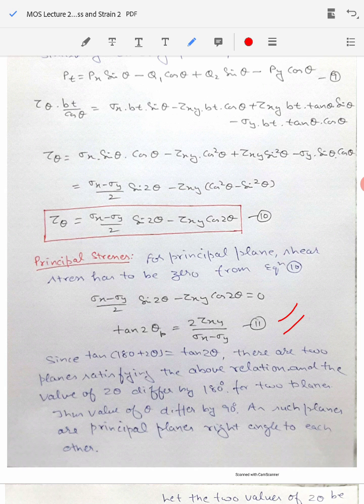Now since tangent of 180 plus 2 theta is also equal to tan 2 theta, this is the third quadrant, so there are two planes which satisfy the above relation, and the values of 2 theta differ by 180 degrees for these two planes. Thus the value of theta will differ by 90 degrees. So as we have already said, the principal planes are three mutually perpendicular planes, and we have taken only the two-dimensional case here, so that's why we are getting the location of the two planes which are at 90 degrees or right angle to each other, and the value is given by equation 11.